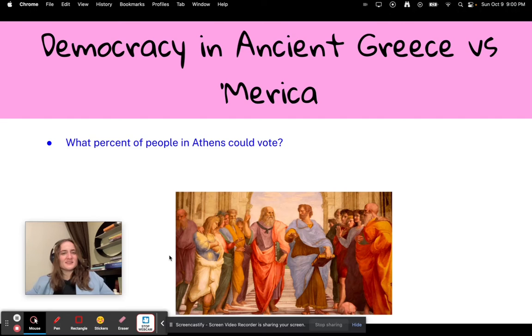All right, what percentage of people in Athens could vote? Yeah, only 20% could vote. Crazy. Remember, only males, both parents from Athens, landowners, and free could vote. So that automatically eliminates all the women in the Athens population.